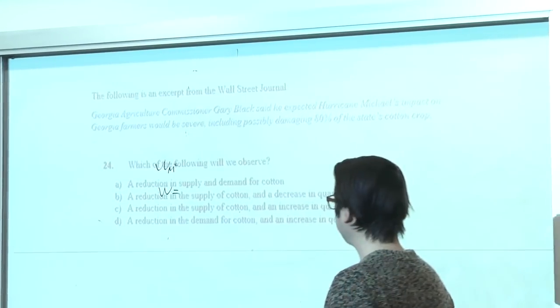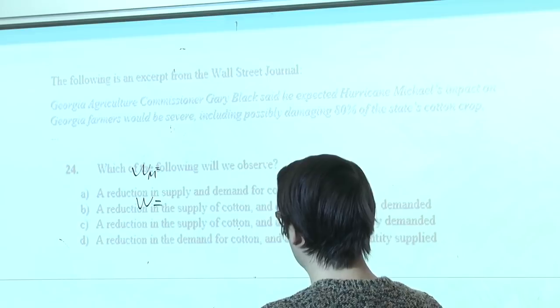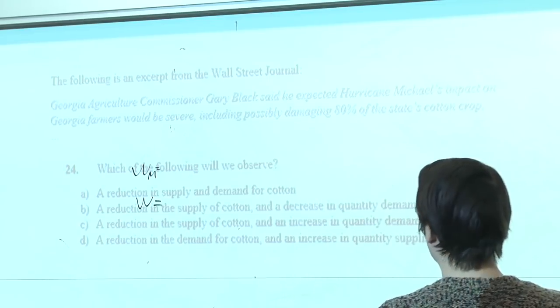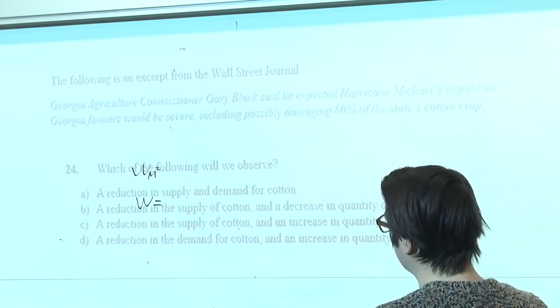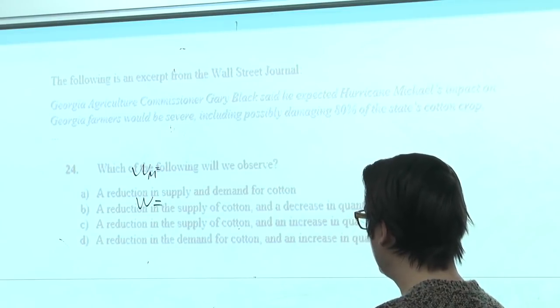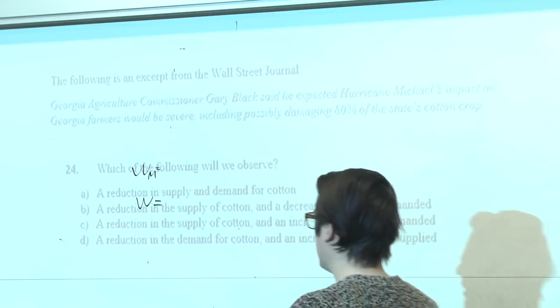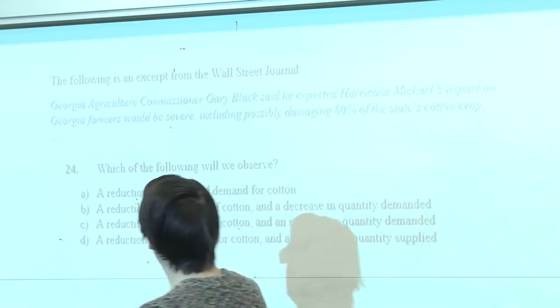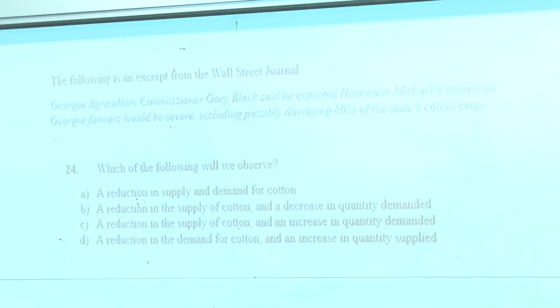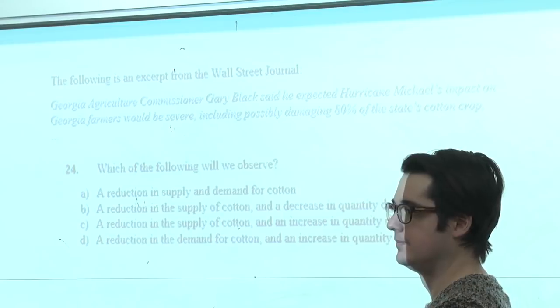Question 24. Georgia Agricultural Commissioner Gary Black says that he expected Hurricane Michael's impact on Georgia farmers to be severe, including possibly damaging 80% of the state's cotton crop. So which of the following would we observe? A, a reduction in the supply and the demand for cotton.